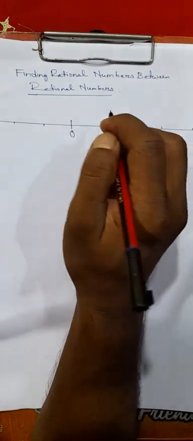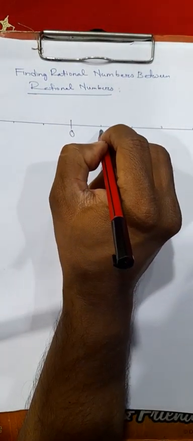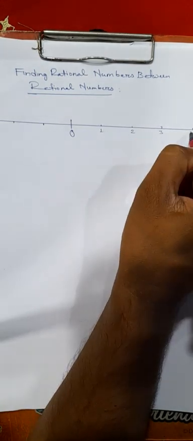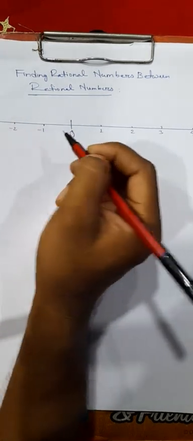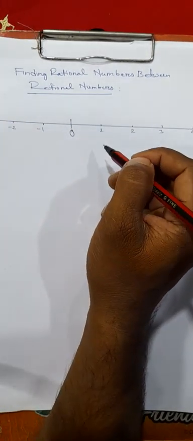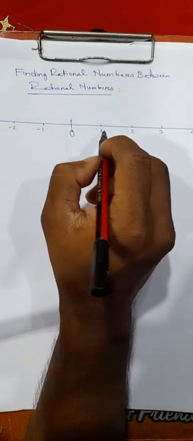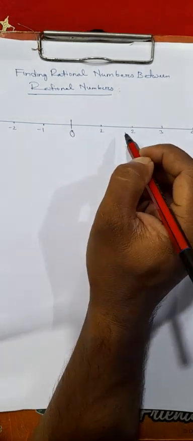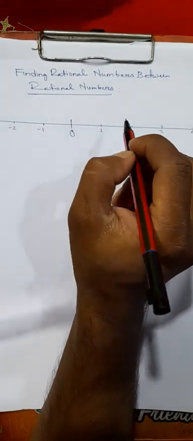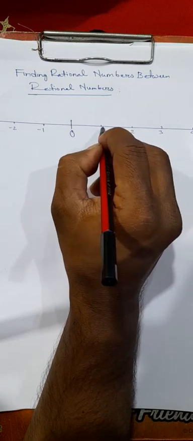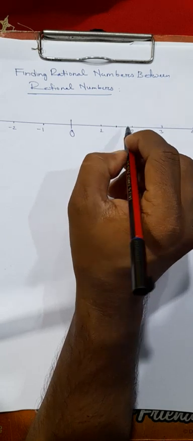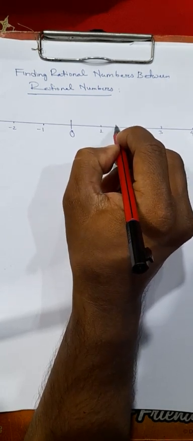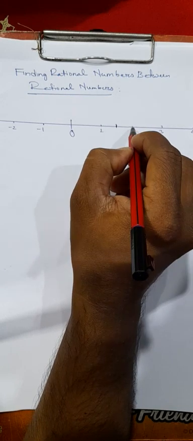Now recall the number line. This is 1, 2, 3, 4. To the left side we find -1, -2, etc. Now let's think we try to find rational numbers in between 1 and 2. Suppose you want to find one rational number in between 1 and 2. Now let's divide the space between 1 and 2 exactly in two parts. So this is the middle point in between 1 and 2.